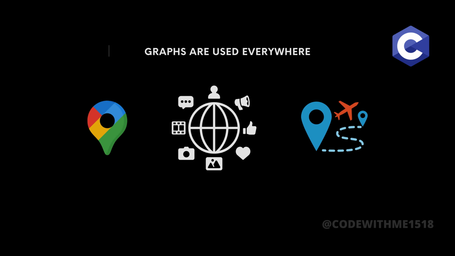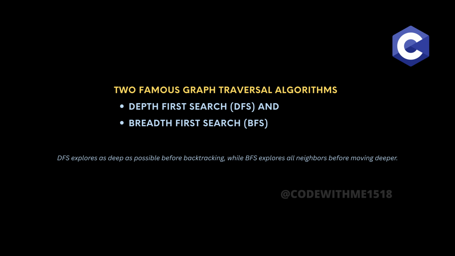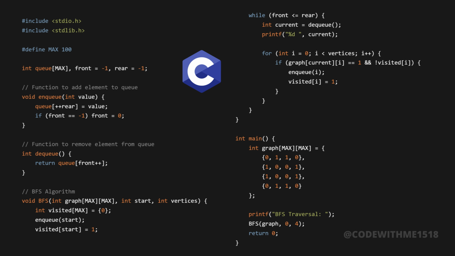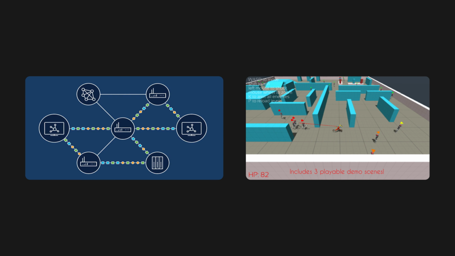Two famous graph traversal algorithms are depth-first search, DFS, and breadth-first search, BFS. DFS explores as deep as possible before backtracking, while BFS explores all neighbors before moving deeper. Here's an example of a simple BFS algorithm in C. This program represents a simple graph using an adjacency matrix and traverses it using BFS. BFS is widely used in applications like network routing and AI pathfinding.